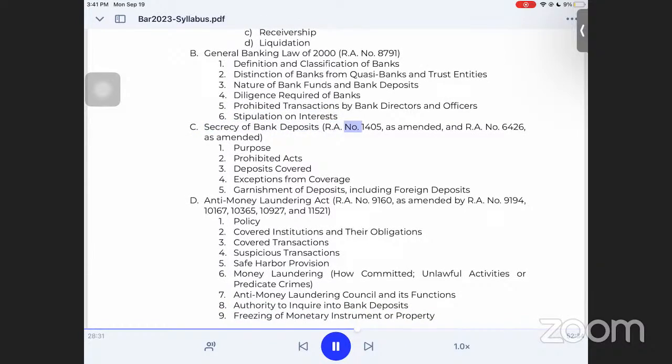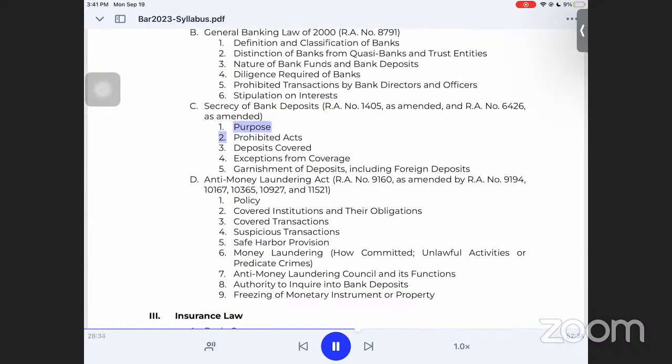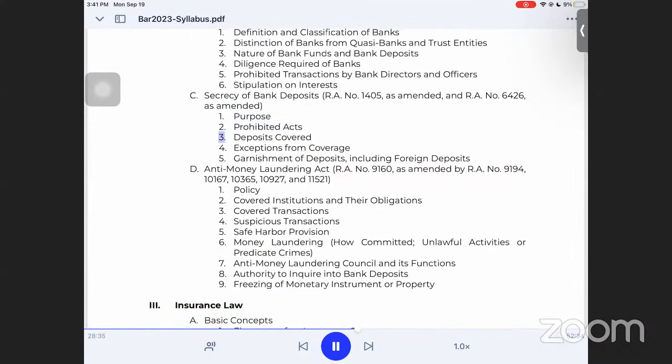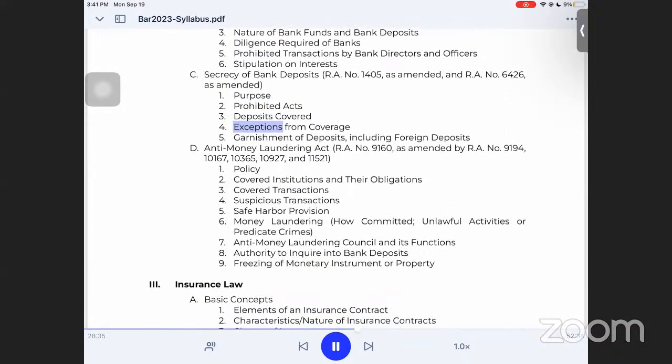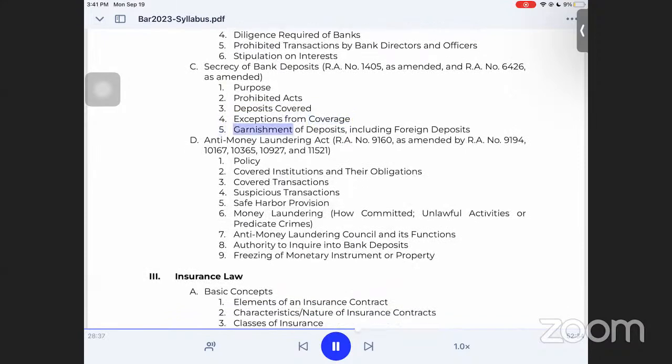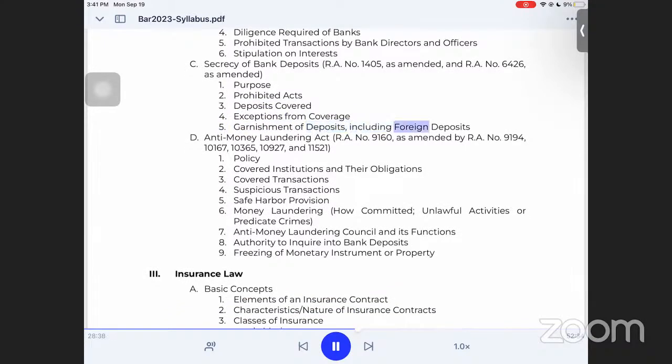C. Secrecy of Bank Deposits. R.A. Number 1405, as amended. R.A. Number 6426, as amended. 1. Purpose. 2. Prohibited acts. 3. Deposits covered. 4. Exceptions from coverage. 5. Garnishment of deposits, including foreign deposits.